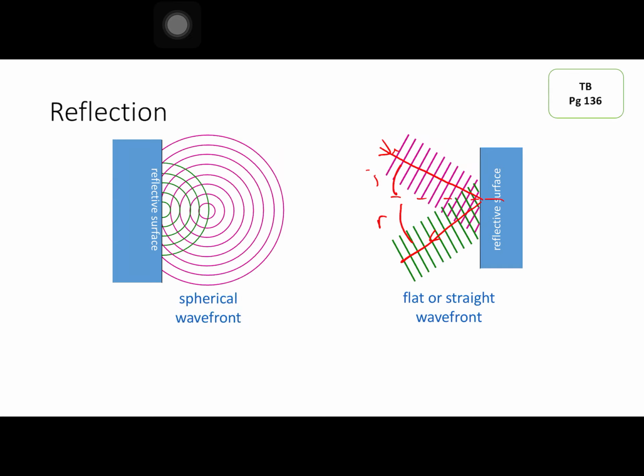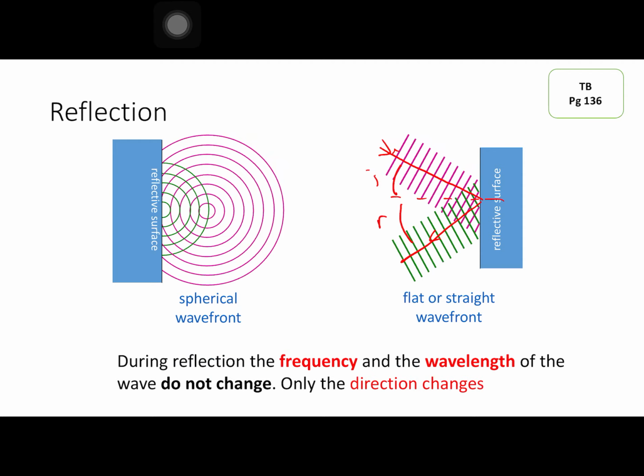Now whether it's a straight wave front or a spherical wave front, during reflection, the frequency doesn't change, the wavelength doesn't change. So look at this distance here. This wavelength doesn't change. Same thing. This is my incident wave, right? This is my reflected wave. You can see that the wavelength doesn't change, but the direction of the wave changes.